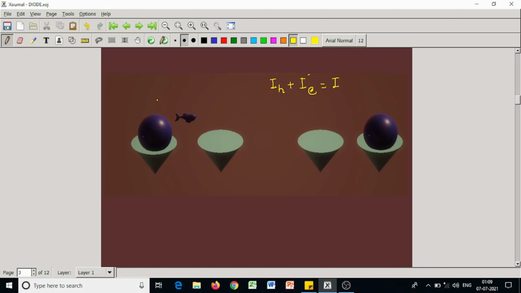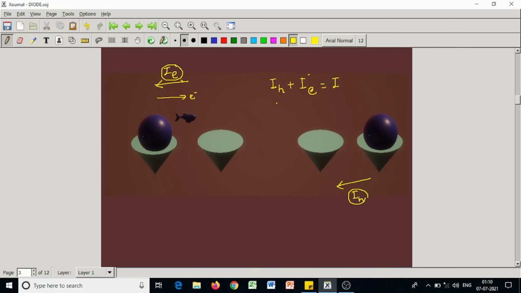I am repeating this as it is very important. As electron flows in this direction, the current due to electron, I electron, is in this direction. Hole, as it is moved in the leftward direction, so it is I hole. The direction of I hole and the direction of I electron are the same. It is towards left in this figure.